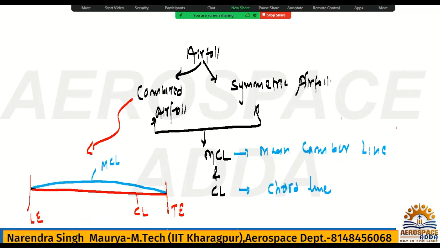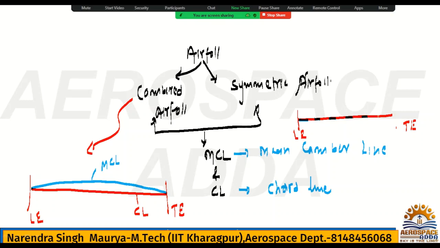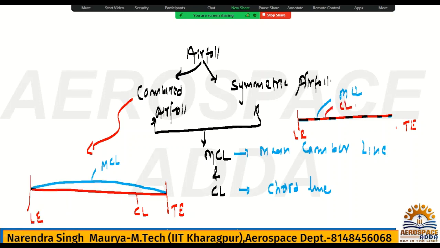But suppose the chord line and the mean camber line overlap each other, this is the chord line, leading edge, and this is the trailing edge. If the mean camber line is superimposed, this is the MCL and this is the CL. If both are superimposed, then what airfoil do you get? It will be a symmetric airfoil. Understood?